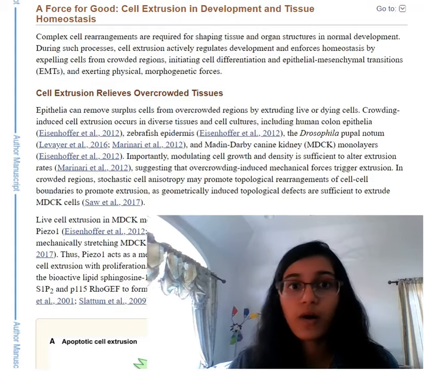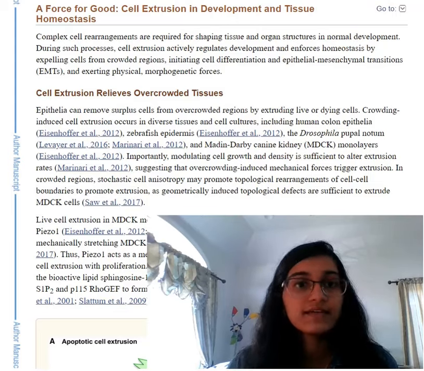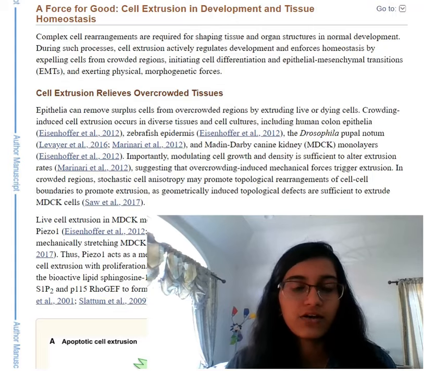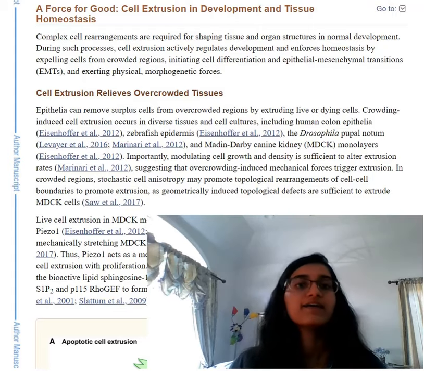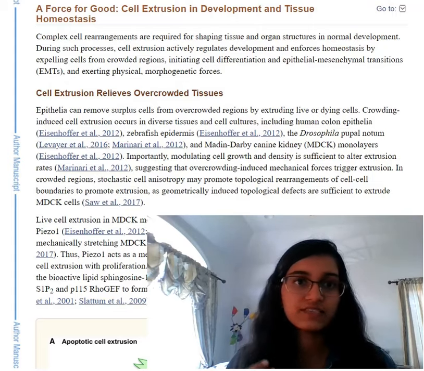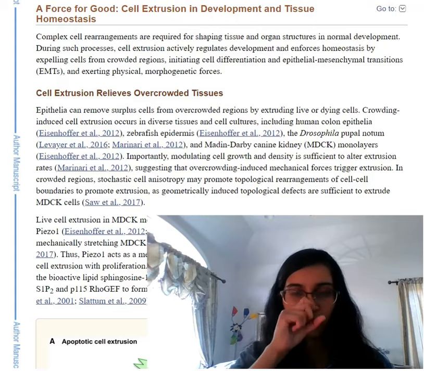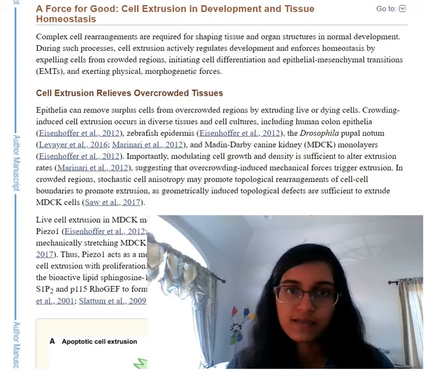Complex cell rearrangements are required for shaping tissue and organ structures in normal development. During such processes, cell extrusion actively regulates development and enforces homeostasis by expelling cells from crowded regions, initiating cell differentiation and epithelial mesenchymal transitions, and exerting physical morphogenetic forces. Okay, again, the first sentence there is just saying that different cell rearrangements are needed for normal tissue and organ development, and that cell extrusion plays certain roles in this.